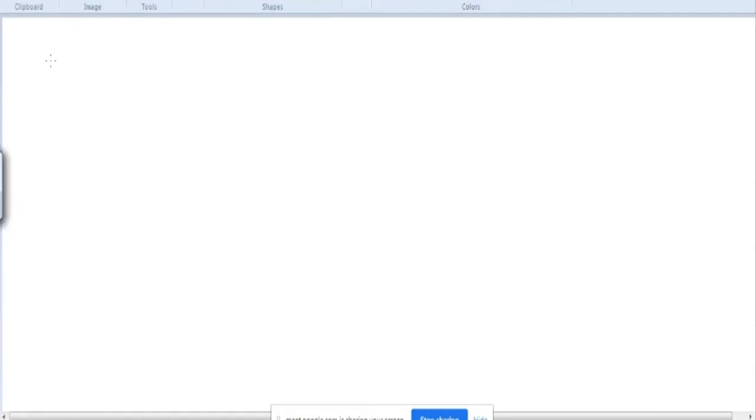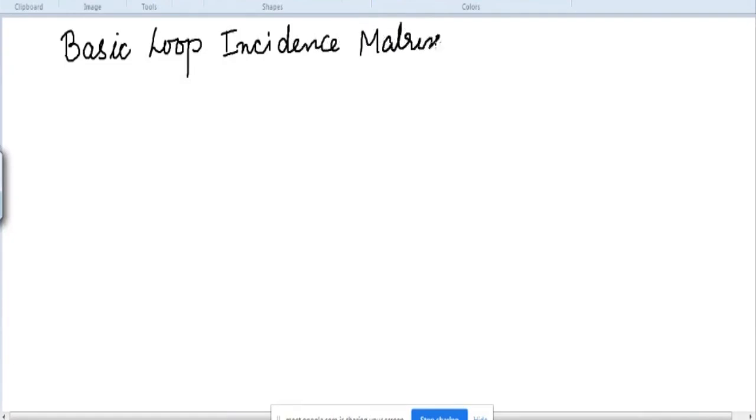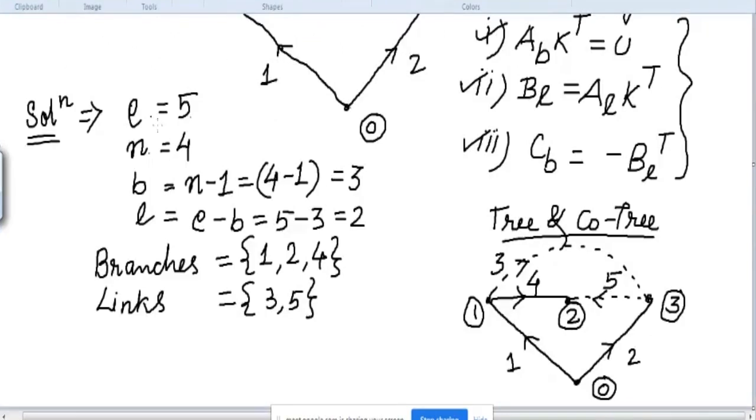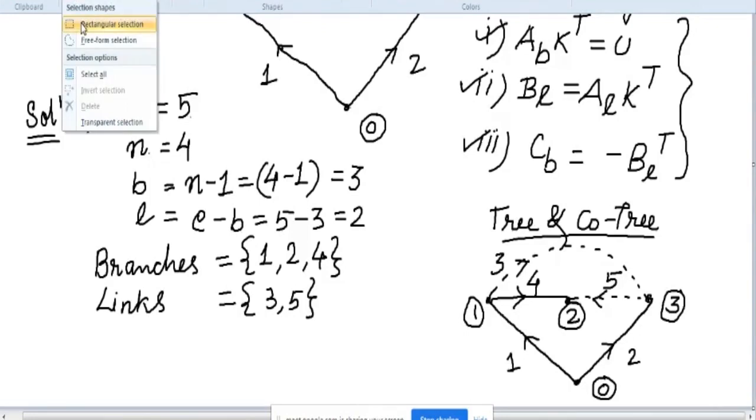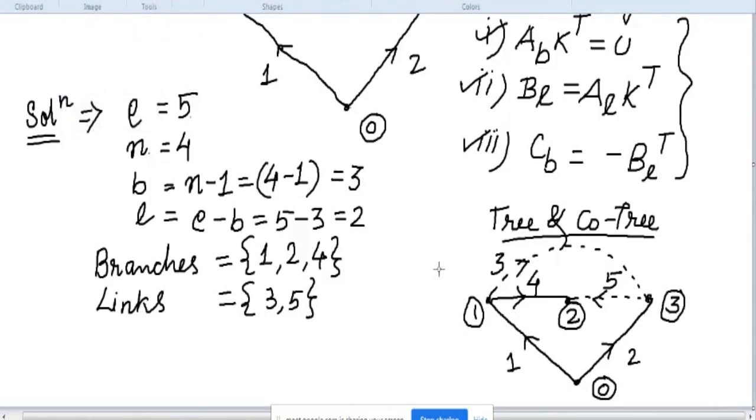For the third part, we need to find the basic loop incidence matrix. Basic loop incidence matrix is denoted by C. And for the basic loop incidence matrix, we have to draw the graph once again. So let us draw the tree and co-tree once again here.